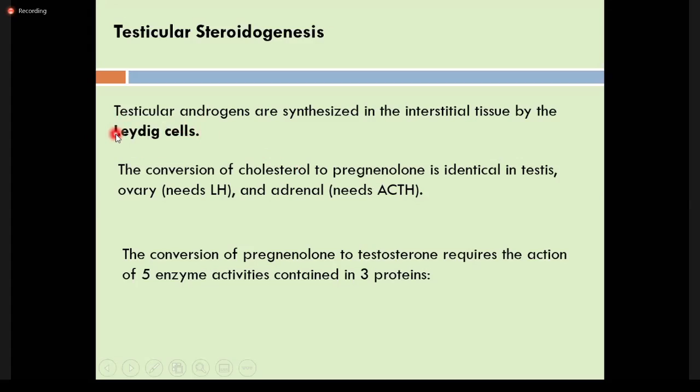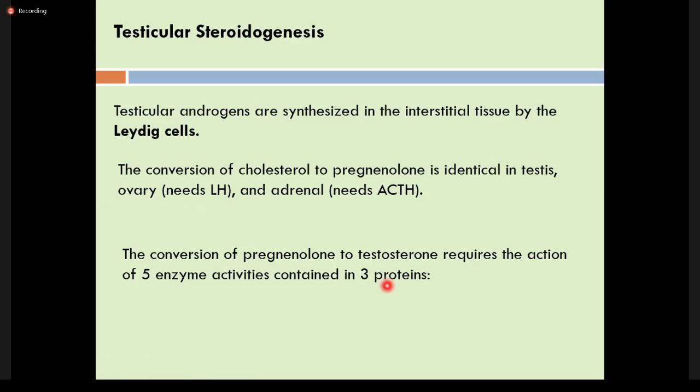The conversion of cholesterol to the next molecule, another precursor in the steroidogenesis, which is pregnenolone, is identical in the testis, ovary and adrenal gland, while in the ovary it needs luteinizing hormone, which is LH, while in the adrenal gland it needs the ACTH hormone as an activating hormone. The process requires the action of a group of enzymes, and there are 5 enzymes that are contained in these proteins. What does that mean?